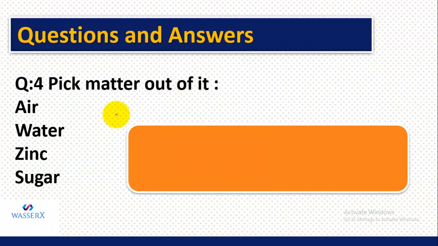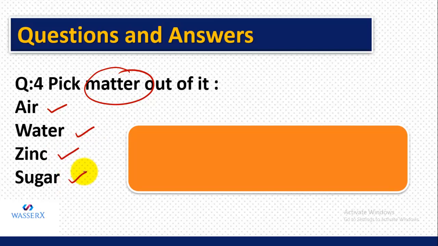Next question is, we need to pick matter out of it. We know that matter is a substance that occupies space and has mass. So the first option is air. Air is matter because it has mass and it occupies space. Similarly, water is also matter because it also occupies space and has mass. Similarly, zinc is also matter, and even sugar also occupies space. You need a container to keep it, right? Because this is also matter, because it occupies space and possesses mass. So the answer is that all of them are matter.